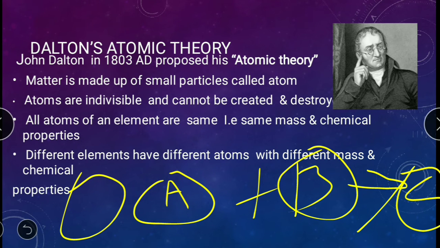The next postulate is different elements have different atoms with different mass and chemical properties. Suppose we have two different elements, say iron and aluminum. If we zoom into both these elements, we will see the atoms of iron are different from the atoms of aluminum. They are different in their mass and in their chemical properties. So these are the postulates of Dalton's atomic theory.